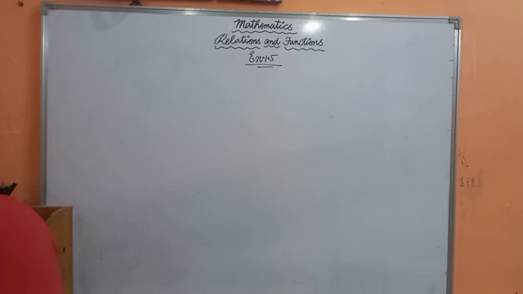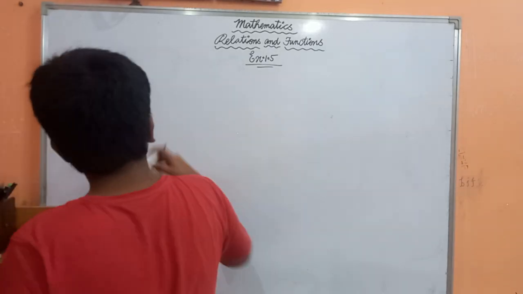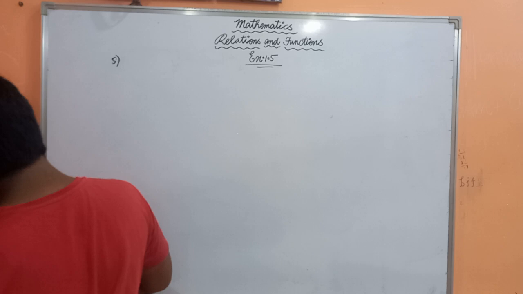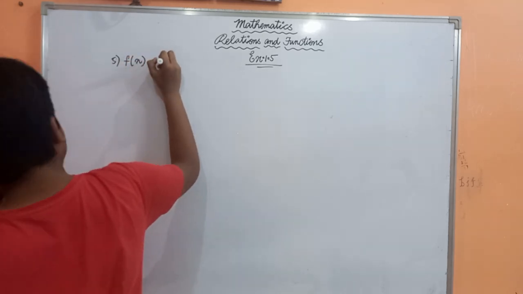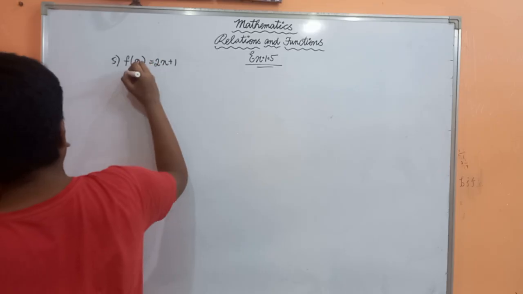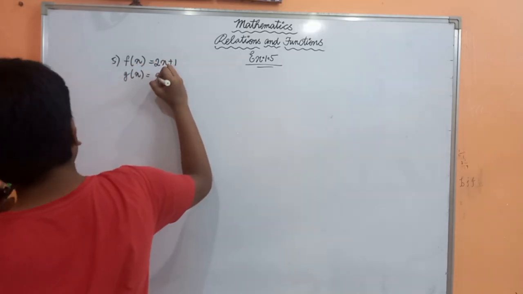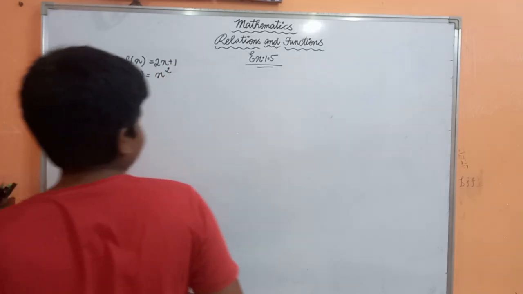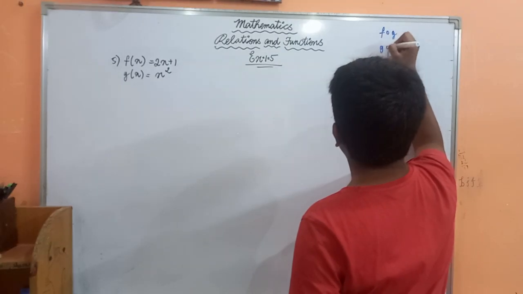So to find the range, it's kind of easy. Fifth question. Only 4 more questions to go, guys. f of x is equal to 2x plus 1, g of x is equal to x squared. They asked us to find the range of f∘g and g∘f.